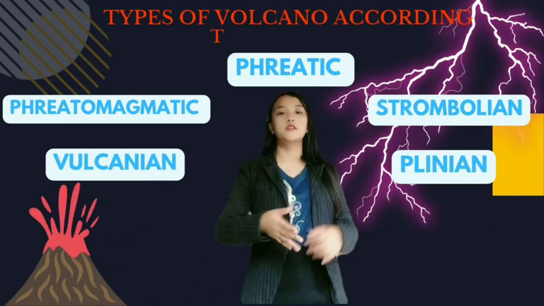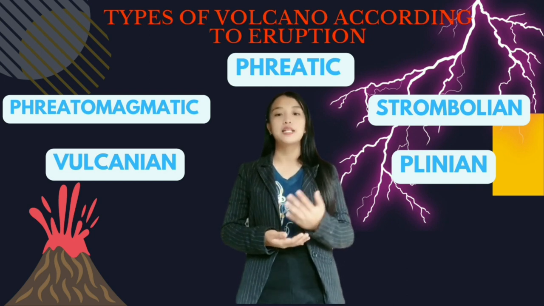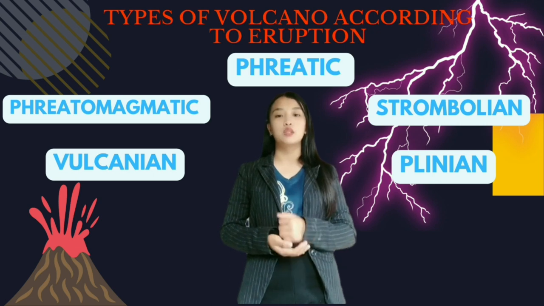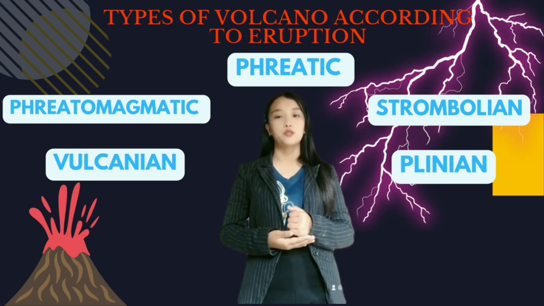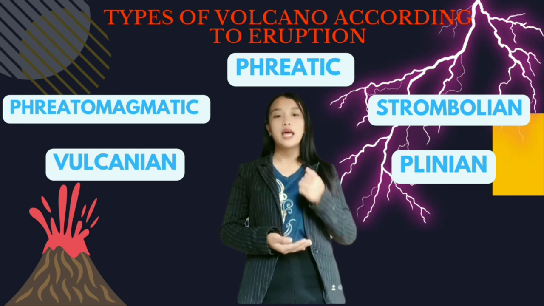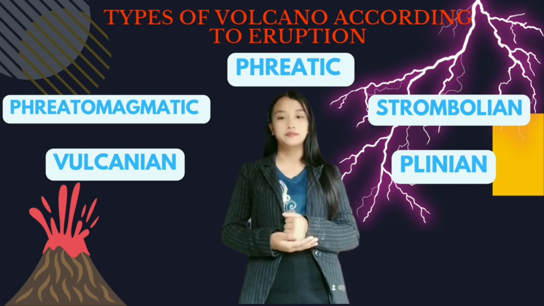Again, the five types of volcanic eruption are phreatic, or the steam-driven eruption that happens between the contact of rocks with water; phreatomagmatic, that happens between the eruption of magma and water resulting in a violent fine ash eruption; strombolian eruption, characterized by fountain lava; vulcanian, characterized by tall eruption; and plinian, the most excessively explosive type of eruption.